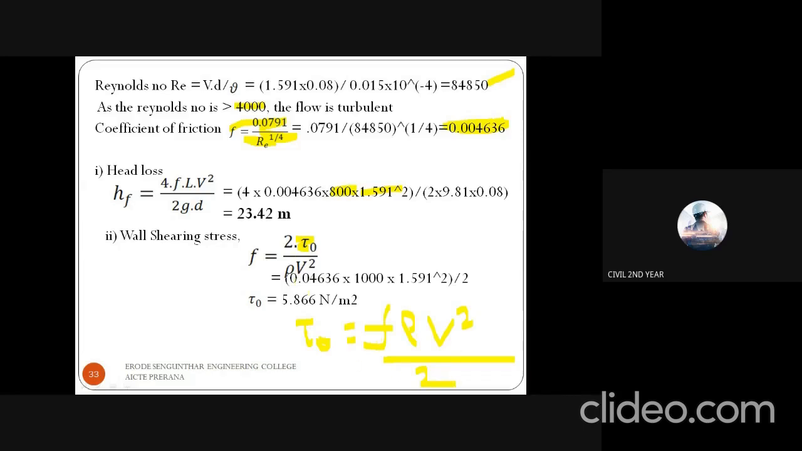So F is 0.004636, rho is the density of water, 1000, V square is 1.591 square, divided by 2. That value gives tau naught equal to 5.866 Newton per meter square. So the shear stress value at the wall, tau naught, equals 5.866 Newton per meter square.